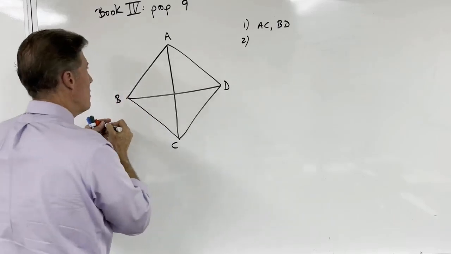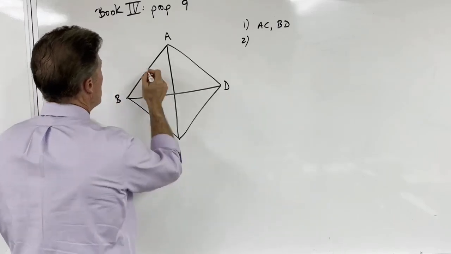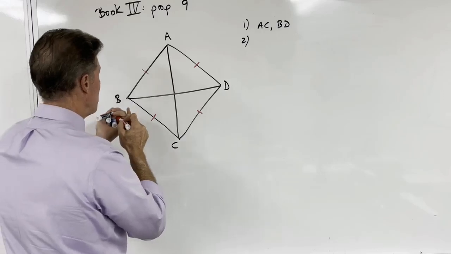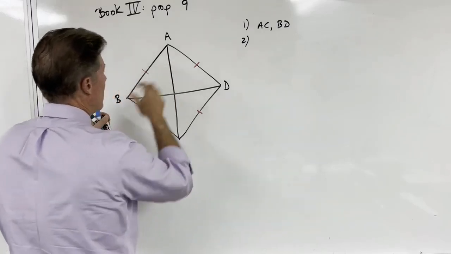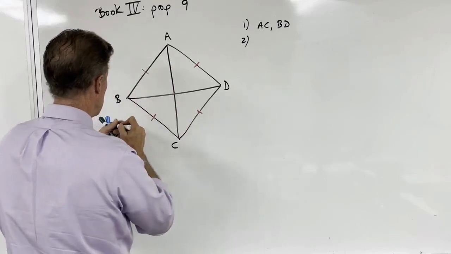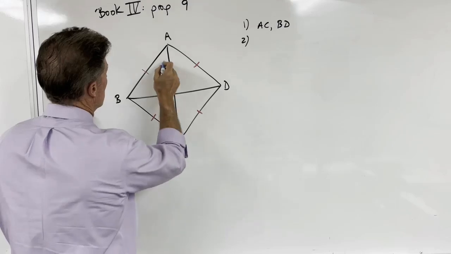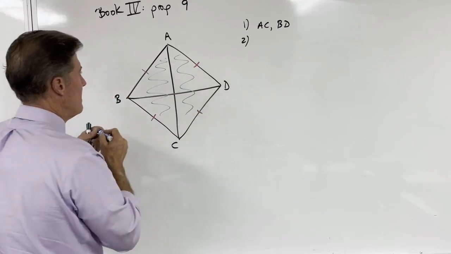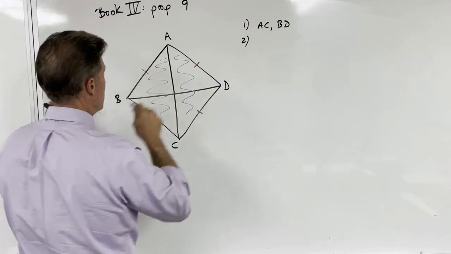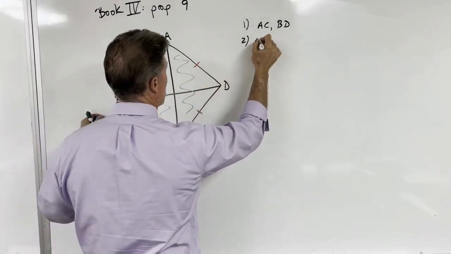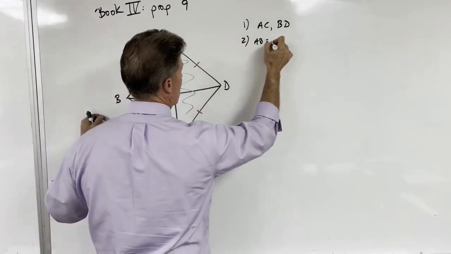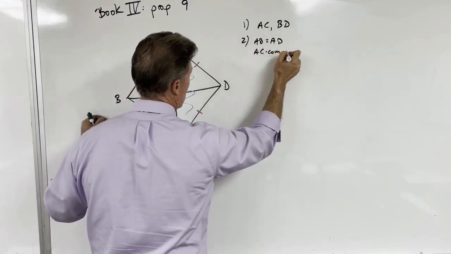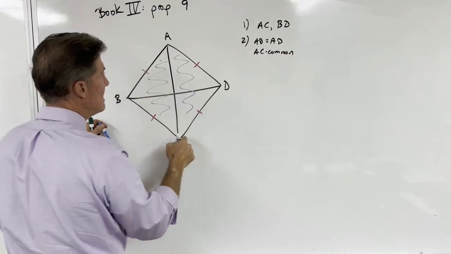Second, now remember, we started out as a square, so we know that this side and this side, in fact all four sides, are equal, right? So now we're going to look at this triangle here and this triangle here. And we're going to note that in these two triangles, AB is equal to AD, AC is common, and BC is equal to CD.